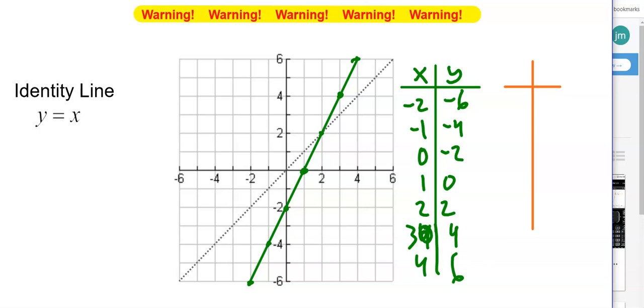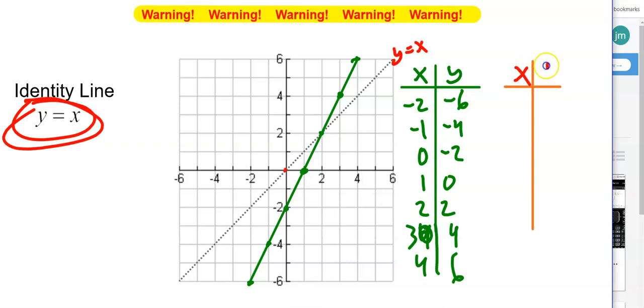There's a line here called the identity line. This line right here in the middle, the dotted line, is the line y equals x. It has a slope of 1 and goes through the origin. That's always the same line, so that's always the identity line. What you do basically is reflect any function over the identity line, and it will form the inverse function. So let's see if that happens here.